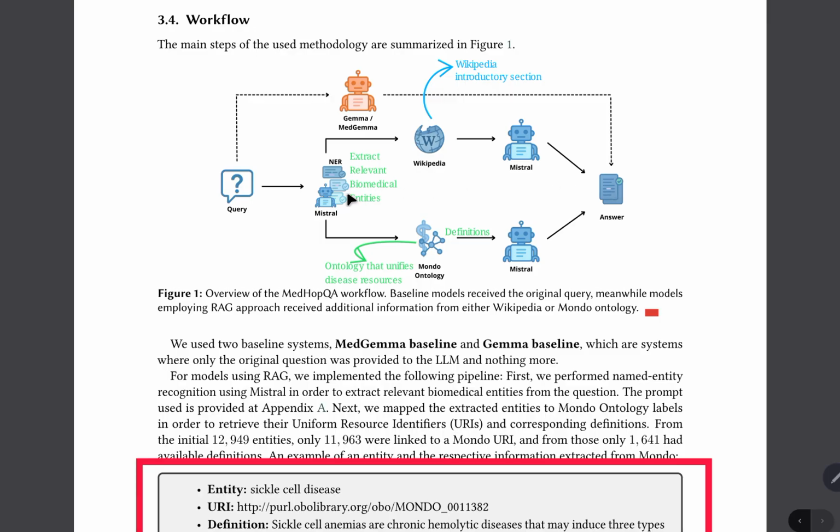so it can output the final answer. The same is done for Mixtral Onto, but in this case we give it ontology definitions using the Mondo ontology, which is an ontology that unifies disease resources and includes cross-references from disease definitions from widely used ontologies such as the Human Phenotype Ontology, OMIM, Disease Ontology, and so on. So for the extracted entities, we extract the definitions of those entities from the ontology and feed that information to Mixtral so it outputs the final answer.